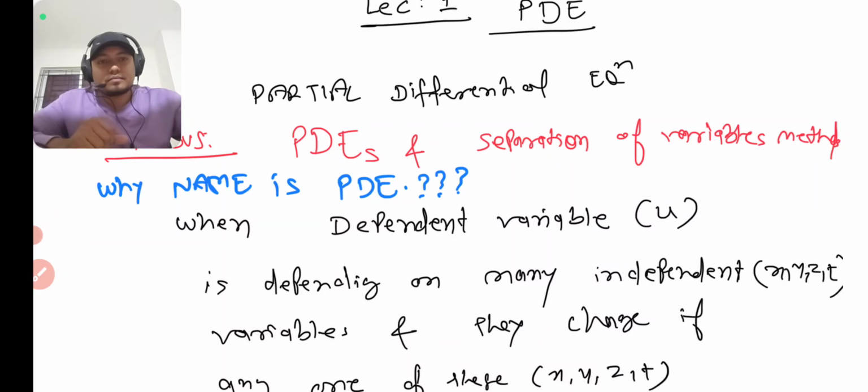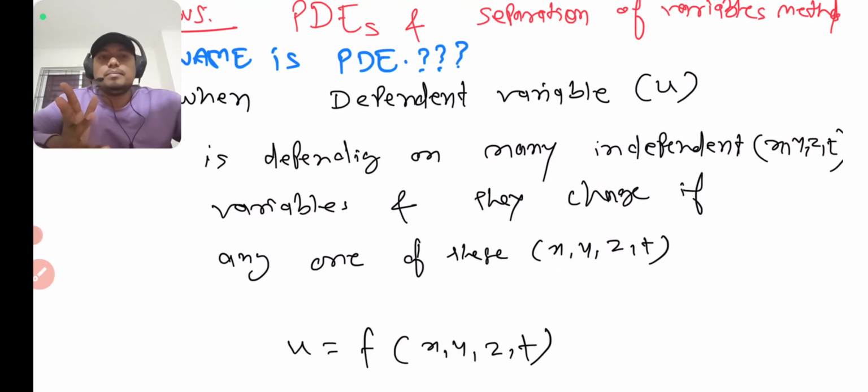So I hope you got the background. Now I have written here some theory. When dependent variable u is depending on many independent variables like x, y, z and time also. Because when you learn CFD in your master's degree, or in your UG or PhD, when you learn CFD for the very first time, at that time you'll understand that partial differential equations are very, very important, at a very fundamental level for CFD. Okay, CFD, computational fluid dynamics.